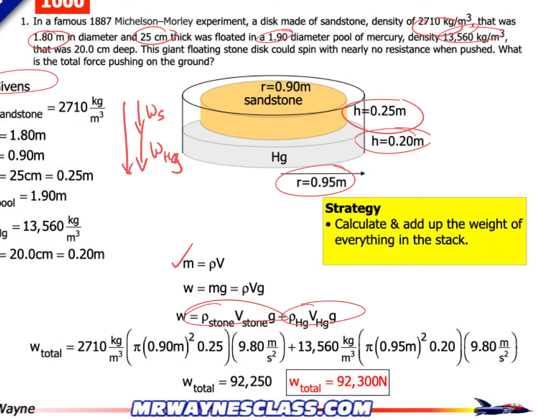So the total weight is 2710 kilograms per cubic meter times the volume of a cylinder. So remember, the volume of a cylinder is just the area underneath it times the height. So the area is equal to pi r squared times the height. So radius squared times pi times the height that they give me. And that's what this is. Pi r squared times the height. And then for the pool of mercury, pi r squared times its height. When I do the math, I get 92,250, which with 3 sig figs, 92,300 newtons.